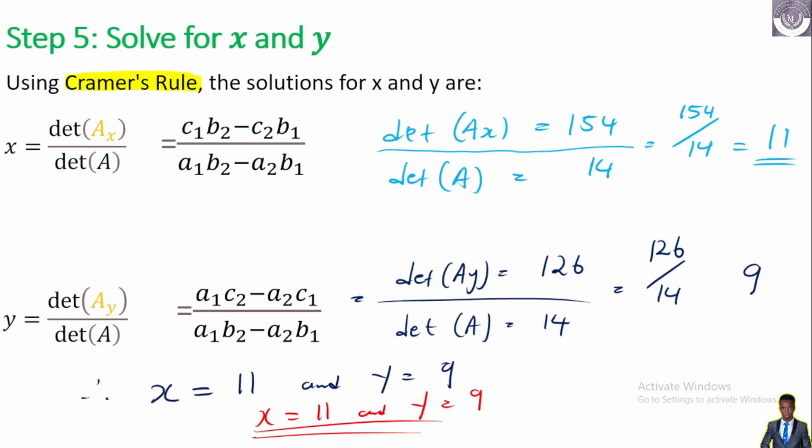So this is how you solve simultaneous equations using the Cramer's rule.